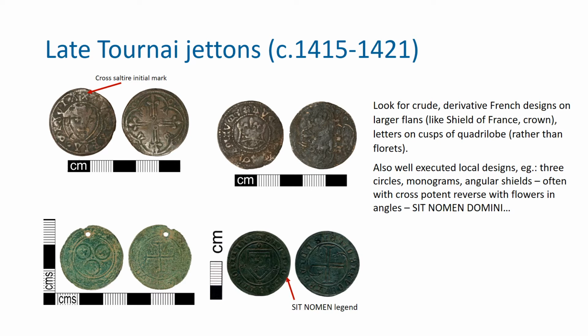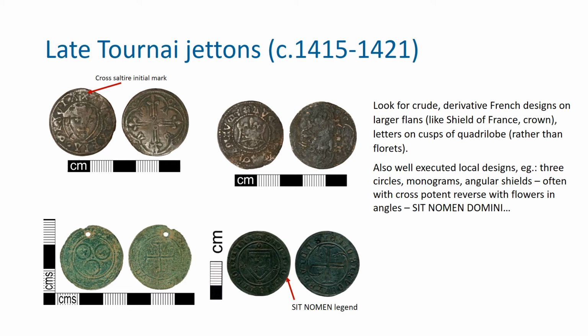Turning now to Jettons from Tournai. Tournai, in modern-day Belgium, was an official French mint. It came to dominate production from the 15th century until the very early 16th century, especially from around 1450, and so it's useful to isolate as a separate category following on from the more general French production in this period. The obverse types for Tournai in this period fall into 2 main groups. The first is a group of derivative French designs. They are struck more crudely than earlier Jettons and on larger, thicker flans. In particular, look for crown types and shields of France modern.